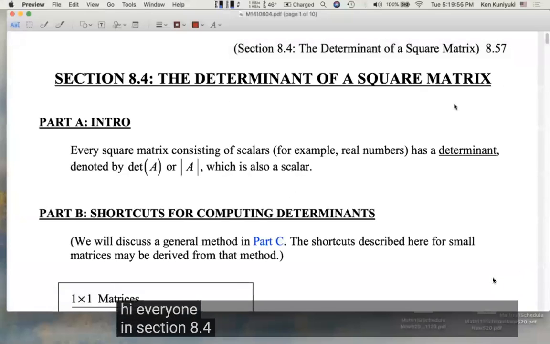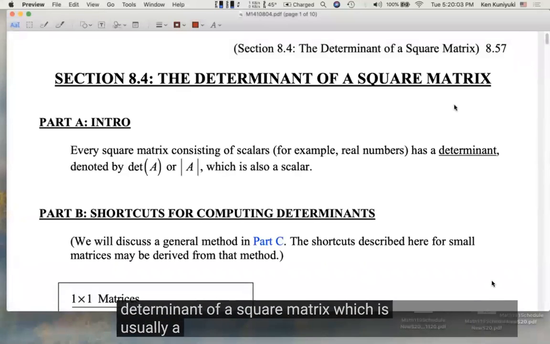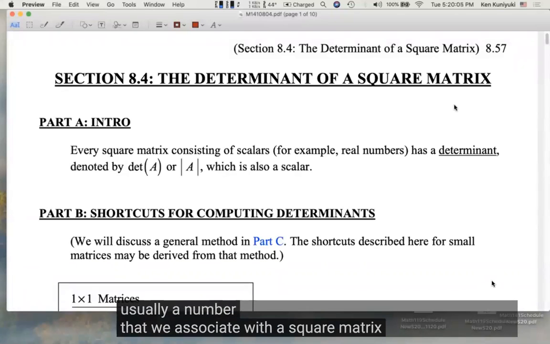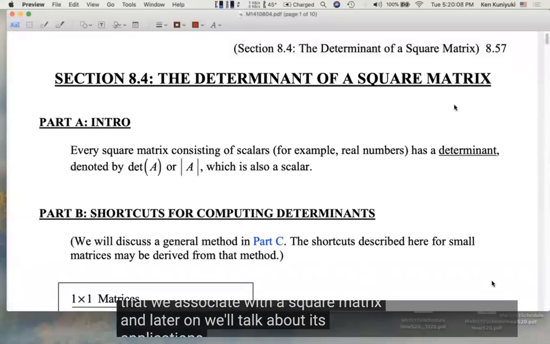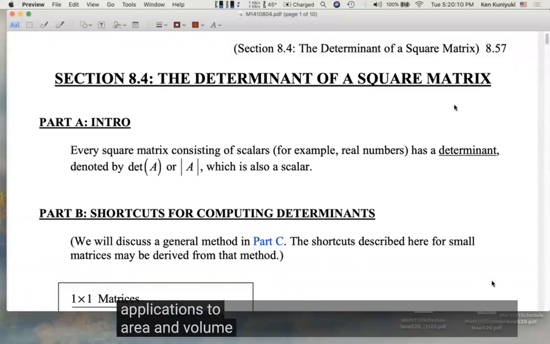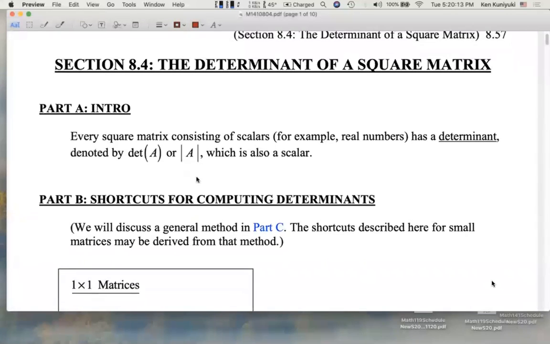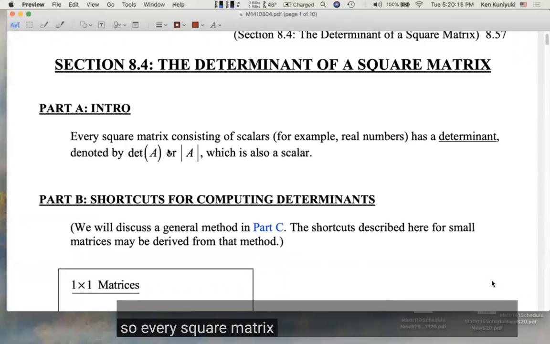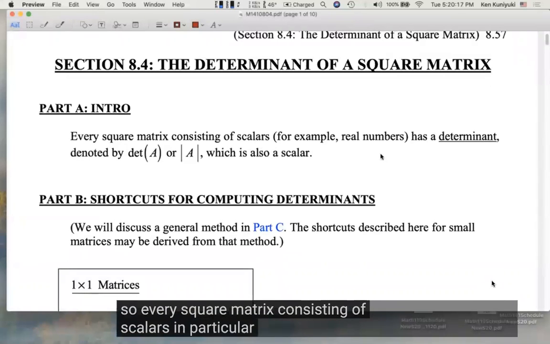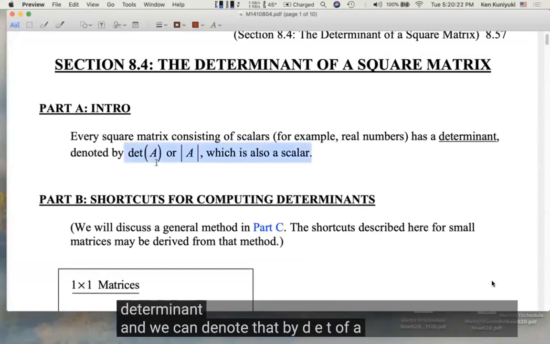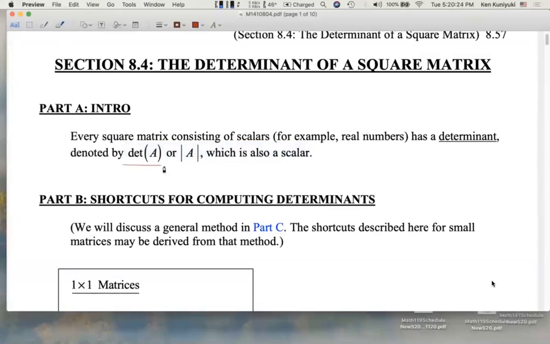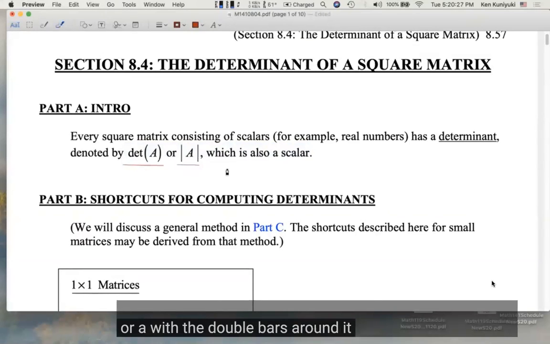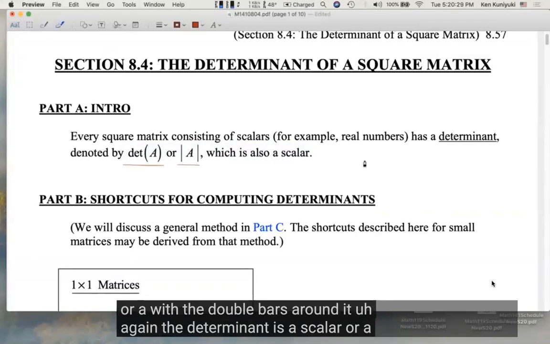Hi, everyone. In section 8.4, which is required, definitely, we're going to talk about the determinant of a square matrix, which is usually a number that we associate with a square matrix. And later on, we'll talk about its applications to area and volume. So every square matrix consisting of scalars, in particular real numbers, has a determinant. And we can denote that by det of A, or A with the double bars around it. Again, the determinant is a scalar or a real number.